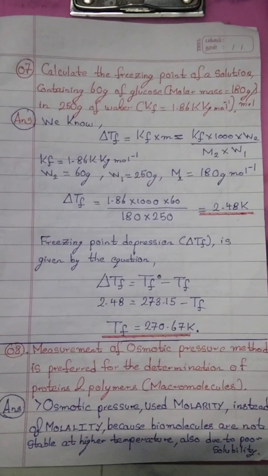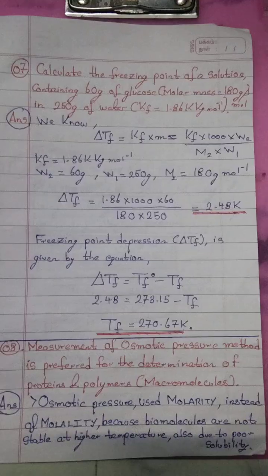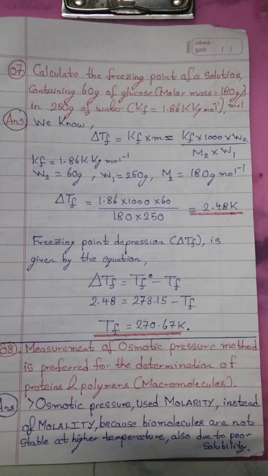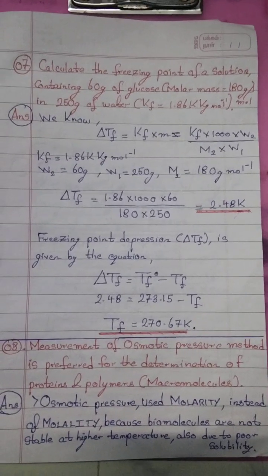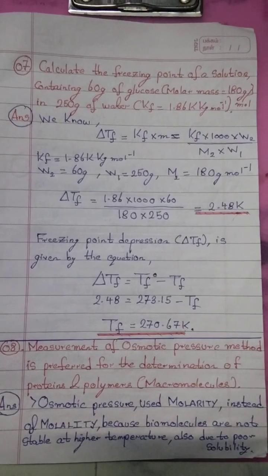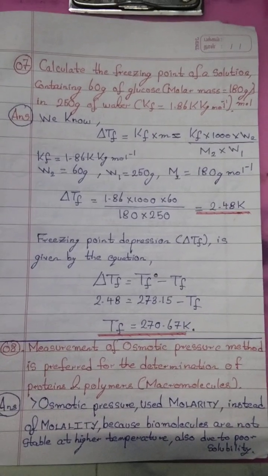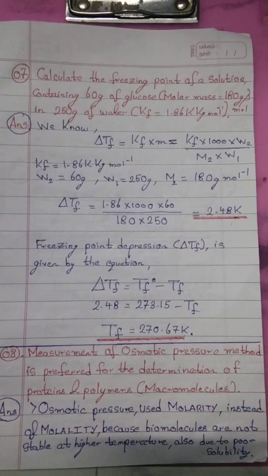Hence, the osmotic pressure method, that is the last method under colligative property, is suitable for determining the molecular mass of biomolecules, proteins, polypeptides, and even other larger macromolecules.